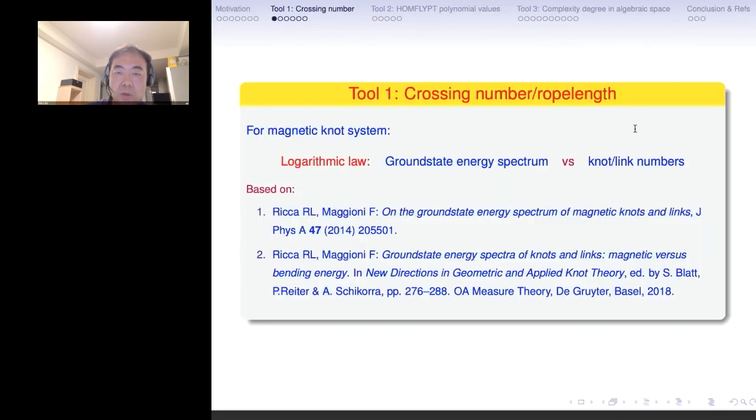Move to the first tool. For this section, I want to review Renzo's work in the past years on crossing numbers or ropelengths. This section serves as an example to show that topology can be directly related to energy. Energy and topology are closely related to each other. Renzo found an interesting logarithmic law between the ground state energy spectrum and knot link numbers. That is a sorting for the knots and links.